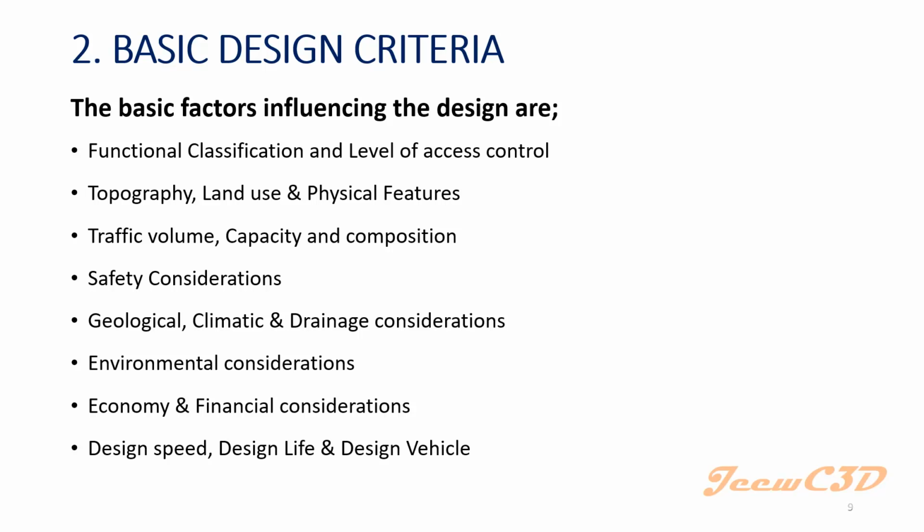Then one of the most important things, design vehicle. The design vehicle is the largest vehicle that is frequently running on that road. So this design vehicle affects the curve radius of the road. So if you have a very large vehicle, you should have larger curves, otherwise these vehicles cannot be turned in that road. But when you are selecting the design vehicle, you have to select a vehicle that is frequently running on that road.